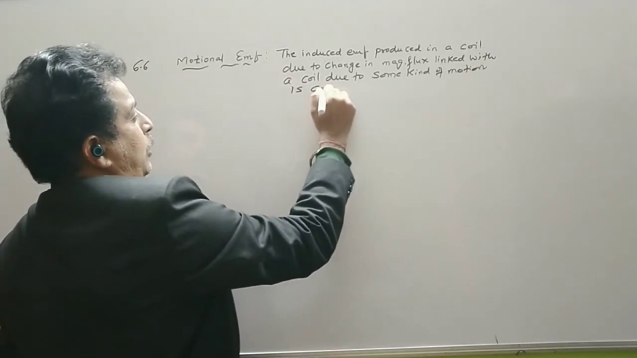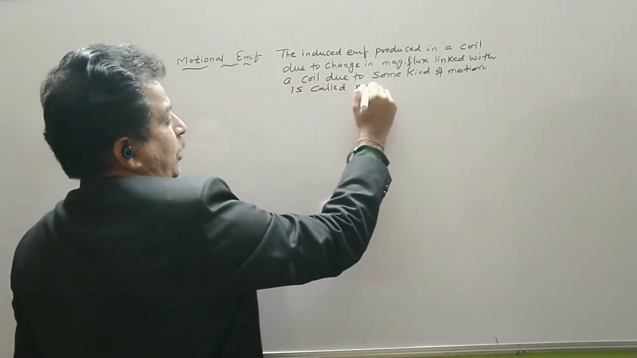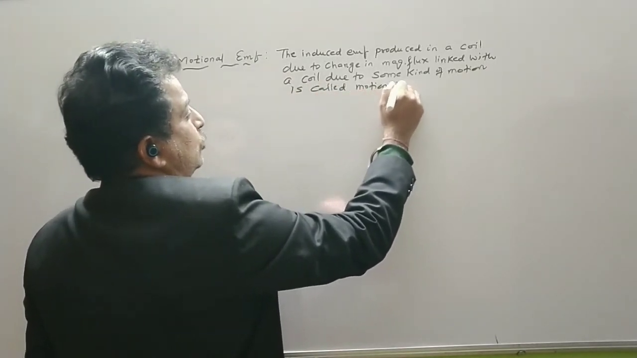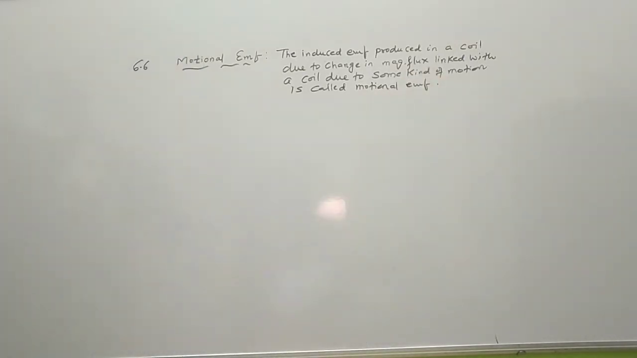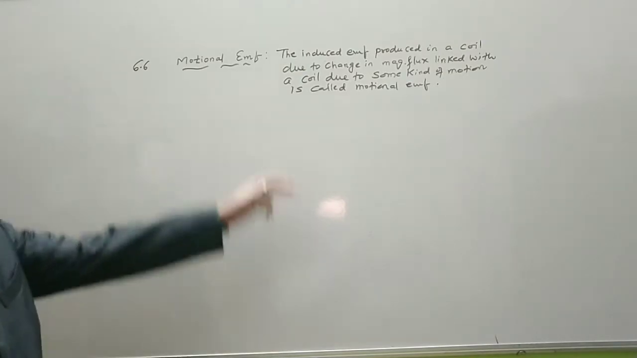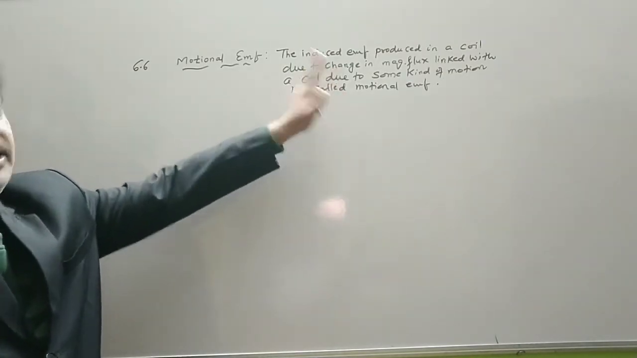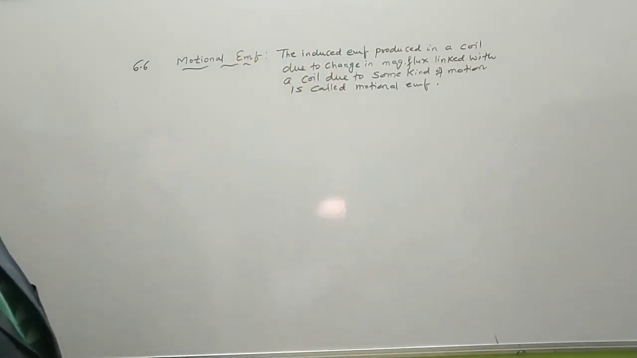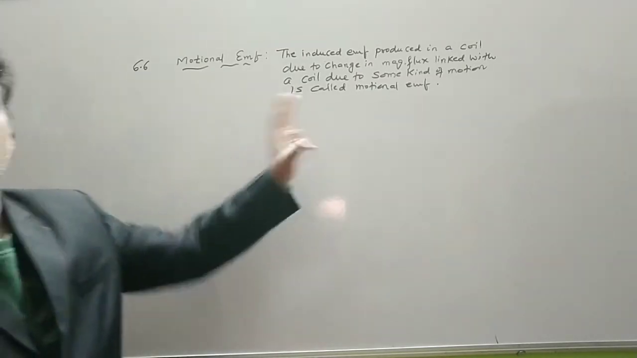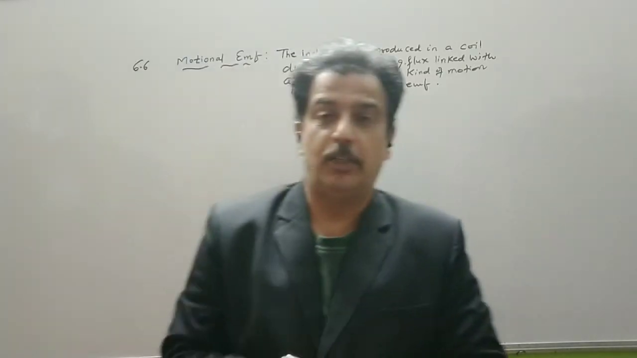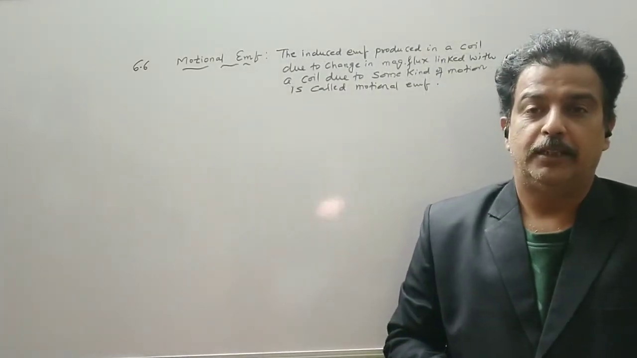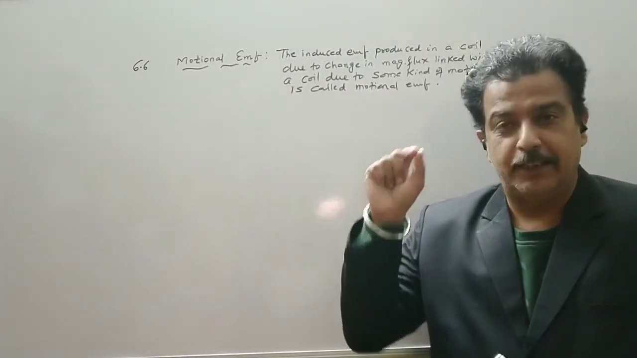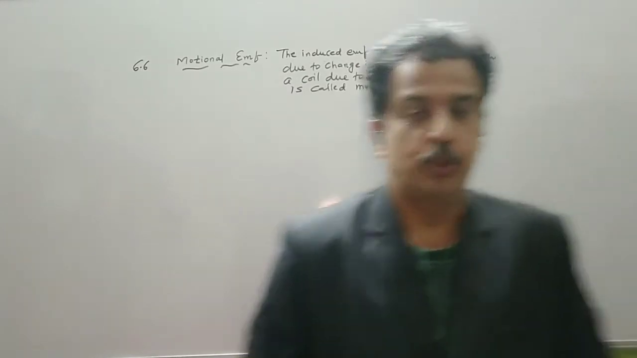Is called motional EMF. So see, the motional EMF is nothing but an EMF induced in the coil due to, and we know that EMF is induced due to change in the magnetic flux linked with a coil due to some kind of motion. So if in any experiment or in any method, you do any kind of motion, then the induced EMF will be referred to as a motional EMF.